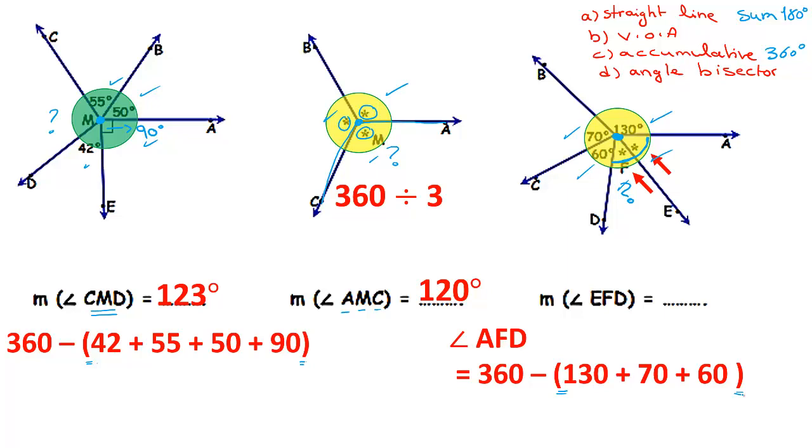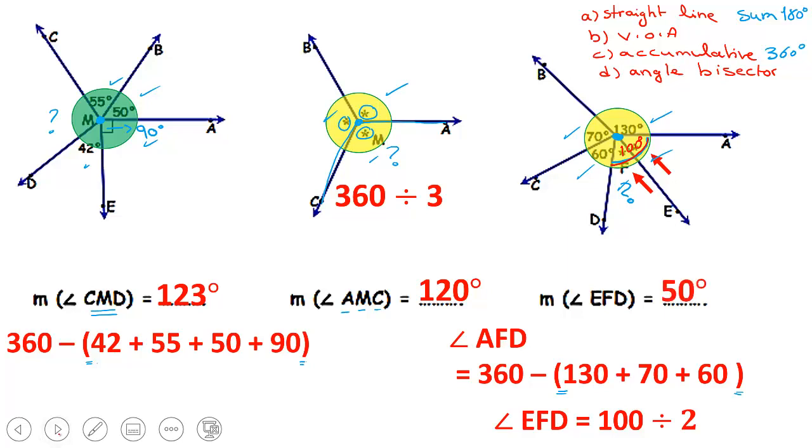I'm going to make 360 minus (130 plus 70 plus 60), and don't forget to put them between brackets. So I will have an angle equal to 100 degrees. What is the angle which is equal to 100 degrees? It is all this angle. I want only to find part of it, but the 2 parts are equal. So simply I'm going to make 100 divided by 2. So each one of those angles is equal to 50 degrees. So angle EFD is equal to 50 degrees.